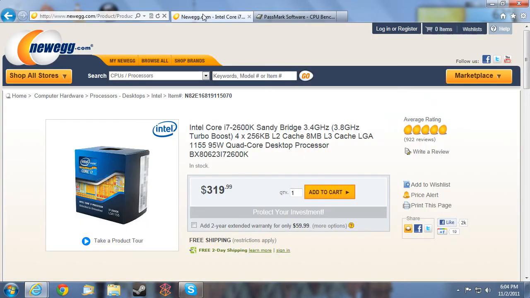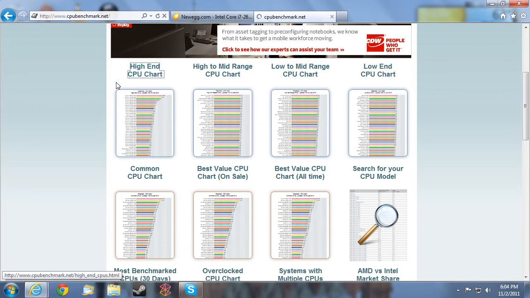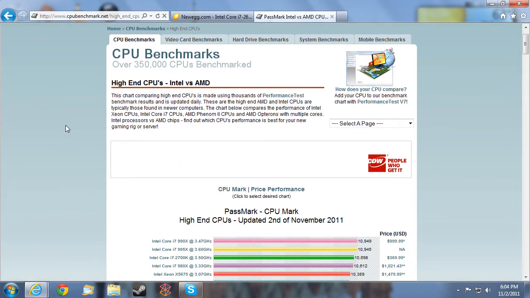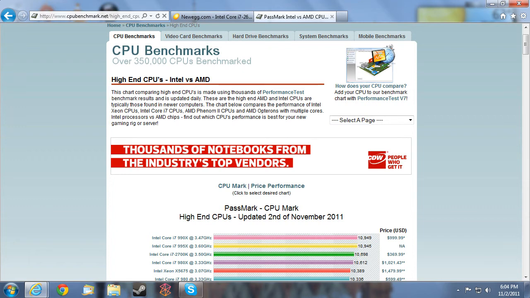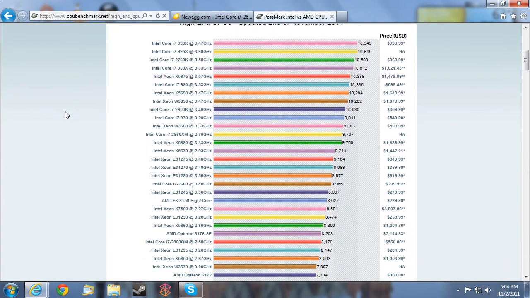So we were looking at the 2600K, which is a high-end processor. So we're going to click here, the high-end CPU chart. And this is telling you right off the bat, it's Intel versus AMD. Let's take a look and see what they got. The best of the best, Intel Core i7-990X at 3.47 gigahertz.